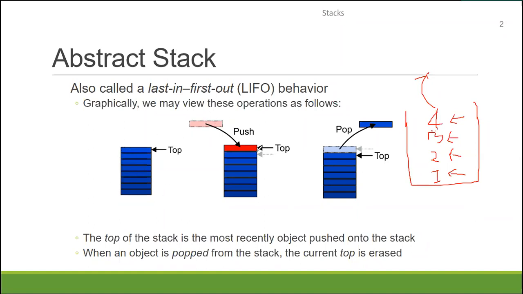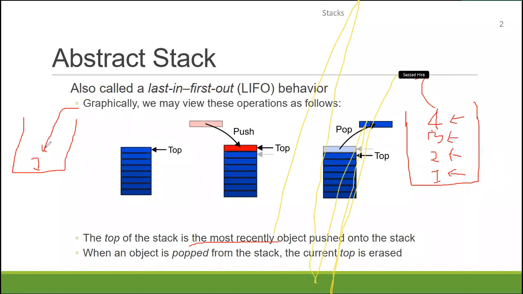Whenever we insert an element, it stays on the top. The top of the stack is the most recent object pushed onto the stack. That means whenever we are using a stack, the most recent object that you keep will be at the top. Let's assume instead of using 4, I keep only one plate. The plate will be here, and whenever you open the box, the first plate that you will get is plate number 1. So the last object that you keep will be the first one that you get.